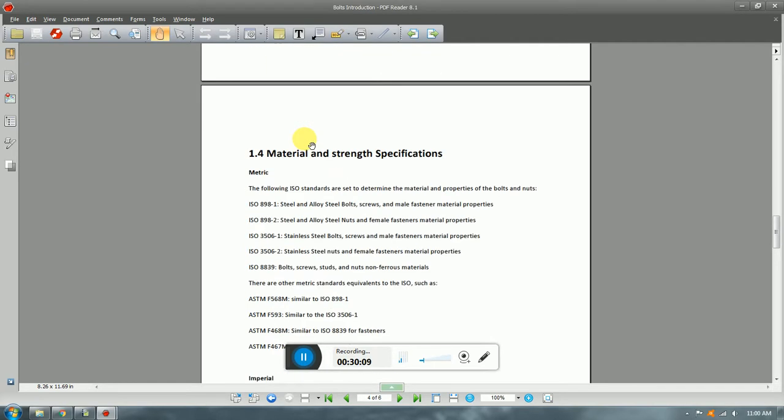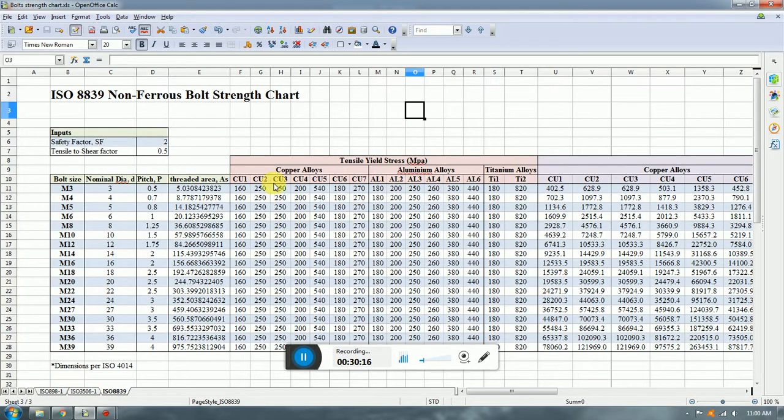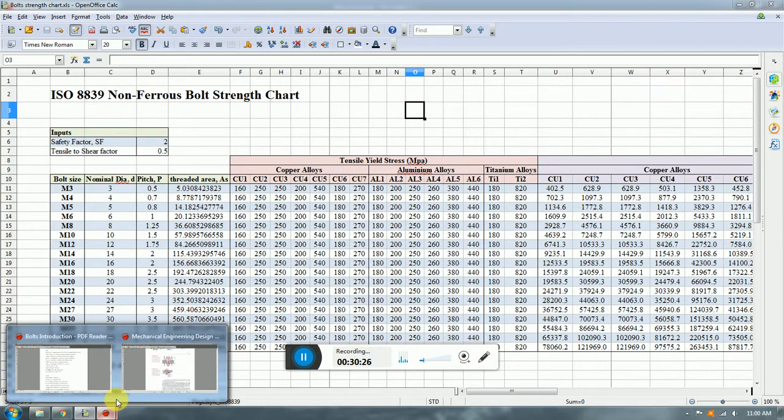And then we get to the third. One of the important things I have to say is that I'm showing the strength of the bolts and not the nuts. The reason is because the standard forces you to use a nut that is always as strong or stronger than the bolt.